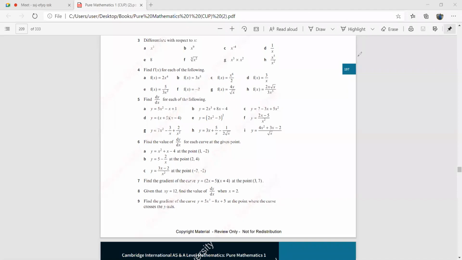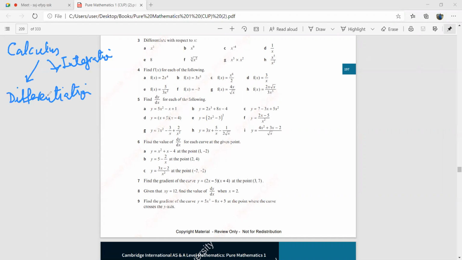Okay, guys, we're going to start the differentiation today. There is a section of mathematics known as calculus. There are two sections of calculus. One is differentiation, and the other is integration, and these are the opposites of each other. So we are going to start from differentiation today.